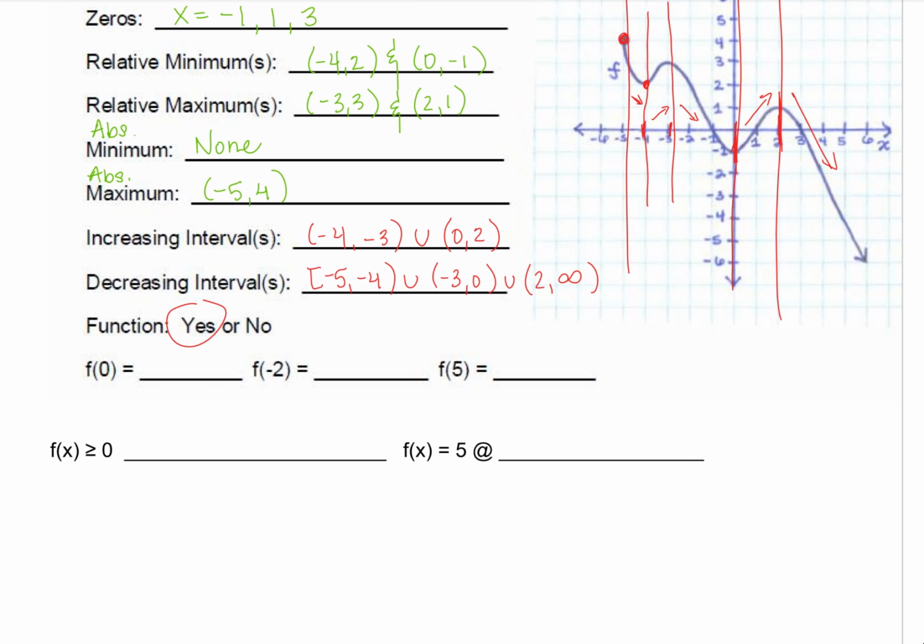Is it a function? Yes, I just did a whole bunch of vertical lines and it didn't hit 2 points, so that works out. Now I'm going to look for specific solutions. When our graph is 0, our solution is, well, at 0 it is -1. At -2? Well, at -2, I actually have to follow it up, and I get an answer of 2. When our graph is 5, well, again, I go to that 5, I draw a line. Let's see, it occurs at -4.